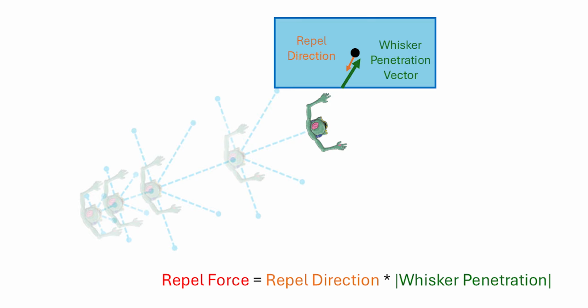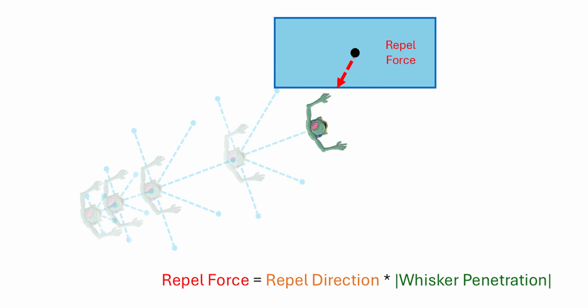And using the centre of the object and the agent's position, calculate the vector v, just as we've done throughout this video, but this time we're going to call the unit vector a repel direction. This is the direction we want to force the zombie to ensure that we don't collide with the object. But the force we want to propel the zombie, well, that's the length of the whisker penetration vector. And we get that by multiplying the two together.